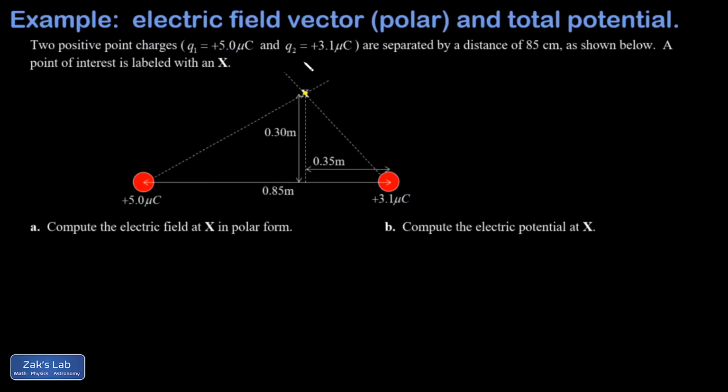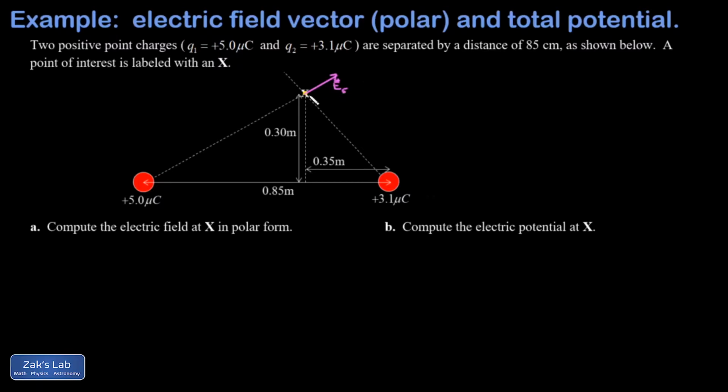Let's start out by just looking at the qualitative contributions to the electric field. So I've already drawn a dotted line from the 5 micro-Coulomb charge to the point of interest, so it's easy to tell which way is directly away. And there's the field contribution due to the 5 micro-Coulomb charge, and I'm going to call that E5 vector.